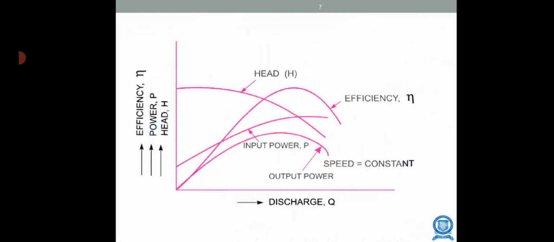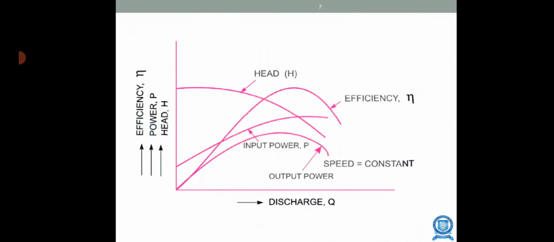When you take efficiency, it first rises. The efficiency rises with the increase in the discharge, and after a certain time it comes down. You can see that curve. Next is the input power. The input power increases with your discharge, and the curve slope is first rapid and then gradual. Next we have the output power.